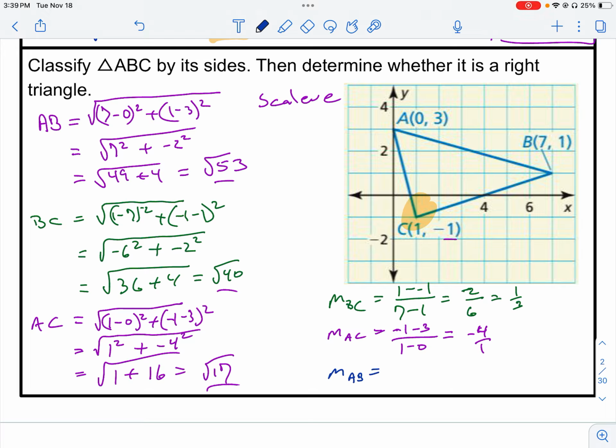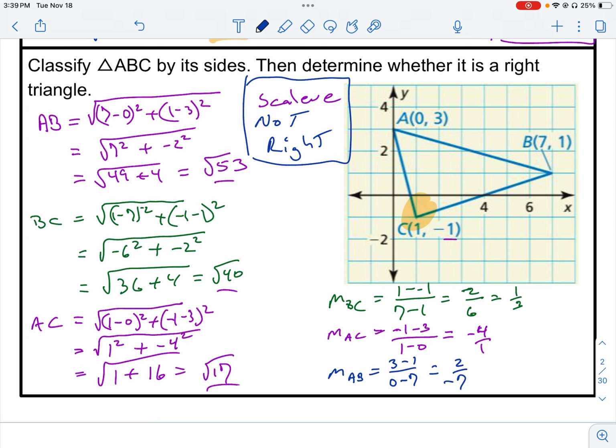So the slope of AB is going to be 3 minus 1 over 0 minus 7. So 3 minus 1 is 2, over -7. So it is not a right triangle. It is scalene and not right. It was just asking us, is it a right triangle? So we can stop there.